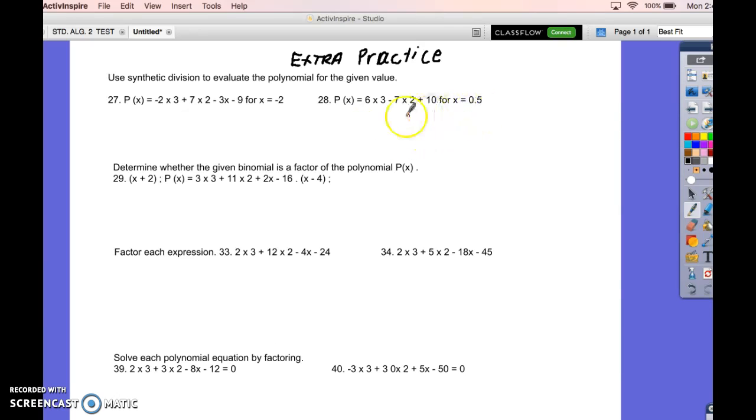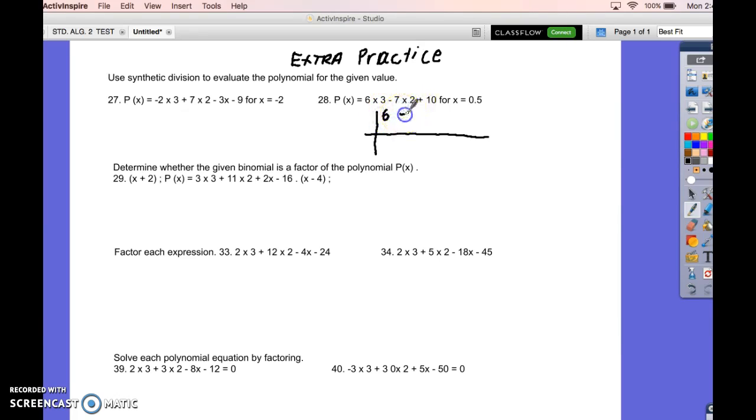Then you can do, well, you know what? Let's do this one together. And then you can go back and do this one for practice. Okay? Now, so here comes the synthetic division. We're going to evaluate it. So we have a vertical line here, horizontal like this, and then we write the coefficients of the polynomial, starting with the leading, which is 6.